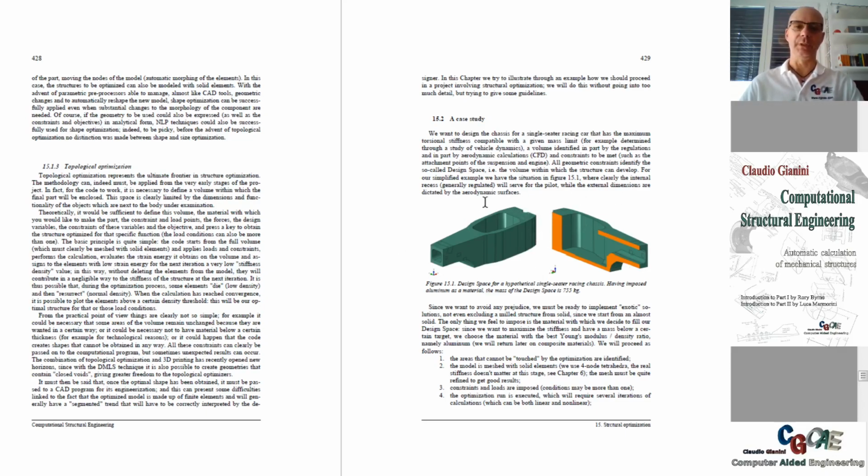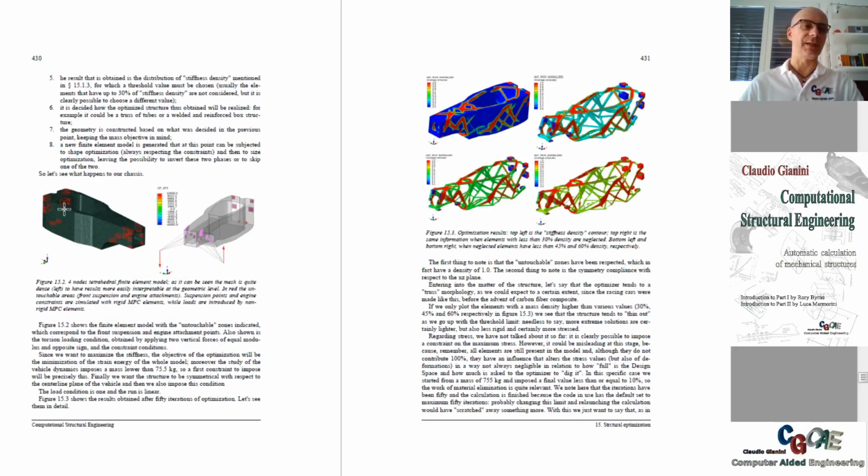So this could be a Formula 1 monocoque from the early 2000s, and a design space is generated. We can use 4-node tetrahedra to prepare the topological optimization and to fill up the design space. Then we freeze some points, engine attachments, for example, and suspension attachments. So these cannot be touched during the topological optimization, and we want to optimize the torsional stiffness.